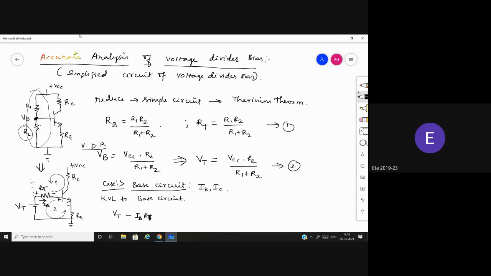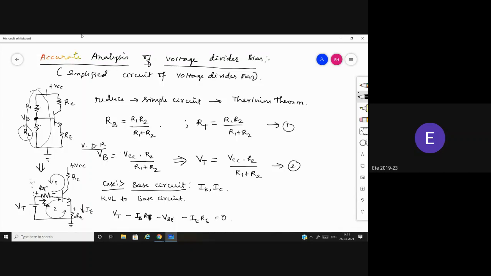Now, what will the VBE be, minus VBE or plus VBE? Minus VBE. Yes, minus VBE. Coming to this, plus minus. The current across this one is IE. So it will be again minus IE RE, that is equal to 0.